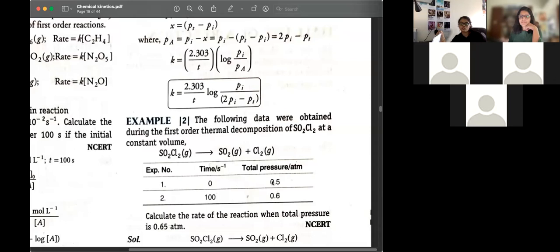Yeah, the partial pressure, atmosphere per second. I had said atom per second. Atmosphere, basically you'll be using partial pressure instead of concentration. Okay, everything else remains the same.